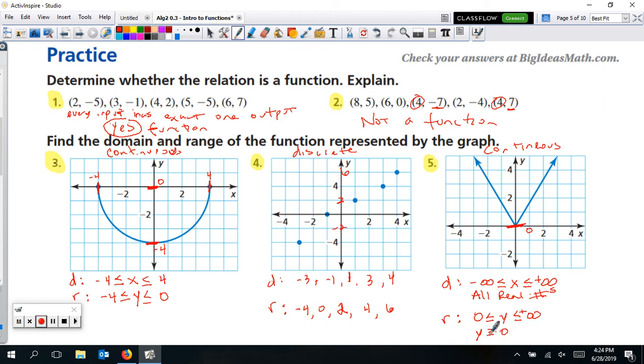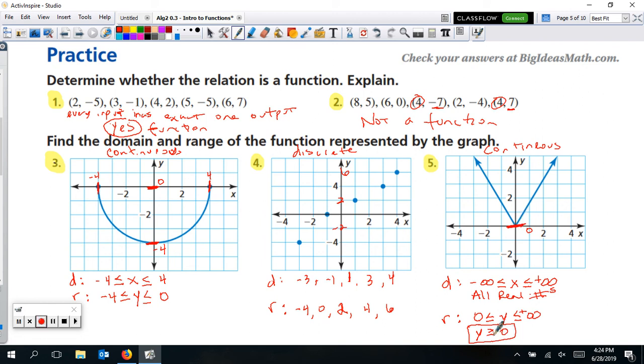That's the way you're probably going to see it most often, where you just say, okay, where is the graph on the y-axis? Well, it's just above 0. It's everything above 0. It includes 0 because it's right there. It hits 0, includes 0, so it's y is greater than or equal to 0. That's the best way to do that.